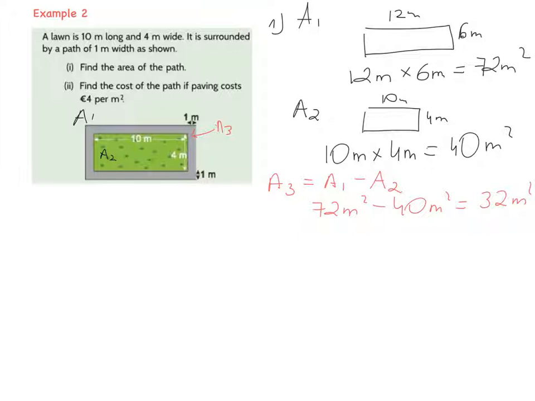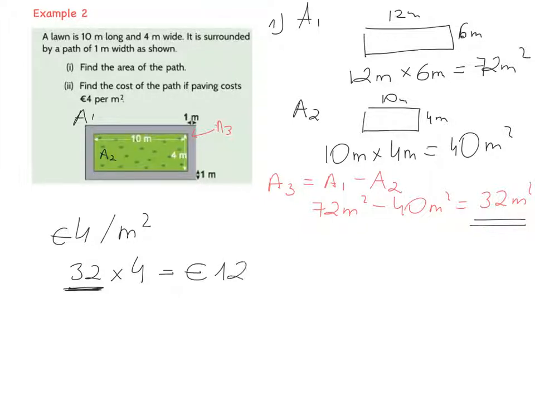So now we know we have 4 euro per meter squared, and we have 32 meters squared. So the cost will be 32 multiplied by 4. Every meter squared costs 4 euro, and we have 32 meters squared. So the cost is 128 euro.